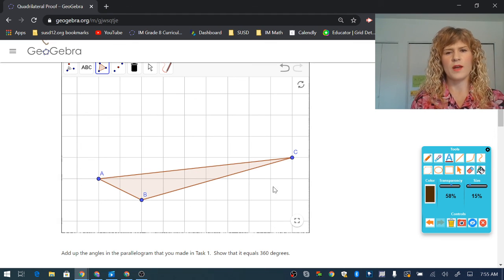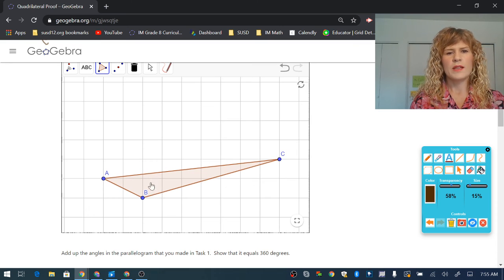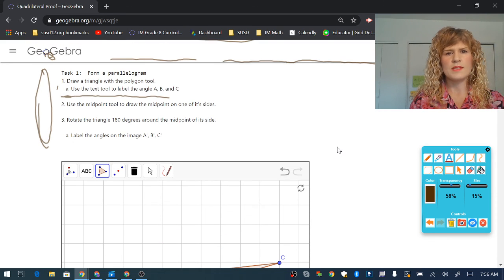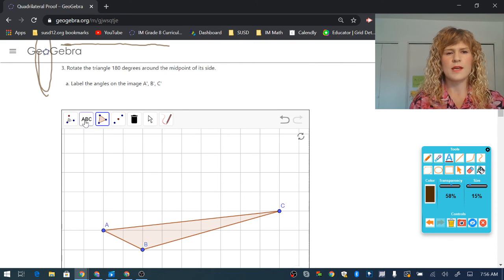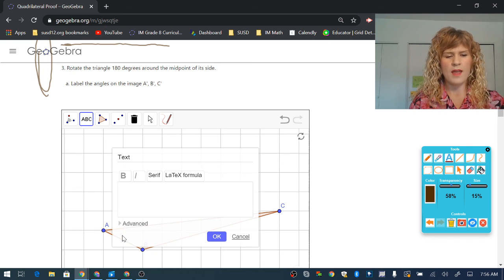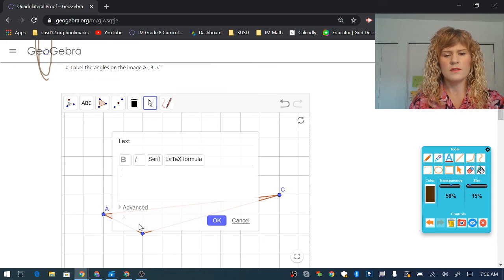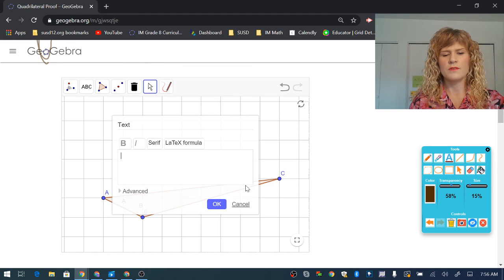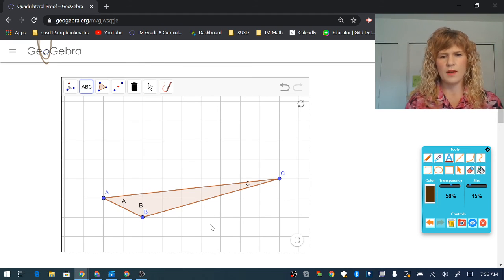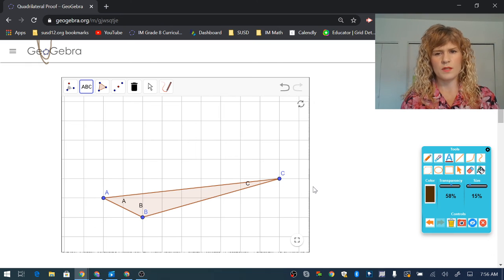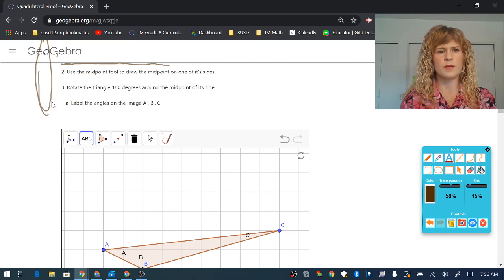Okay, there's my triangle, and it said to label the sides A, B, C with the text tool. Not the sides, I mean the angles. So let's do that. This will be angle A. This will be angle B. And over here, angle C. So label those now, because in a second, we're going to rotate that and it'll get confusing.